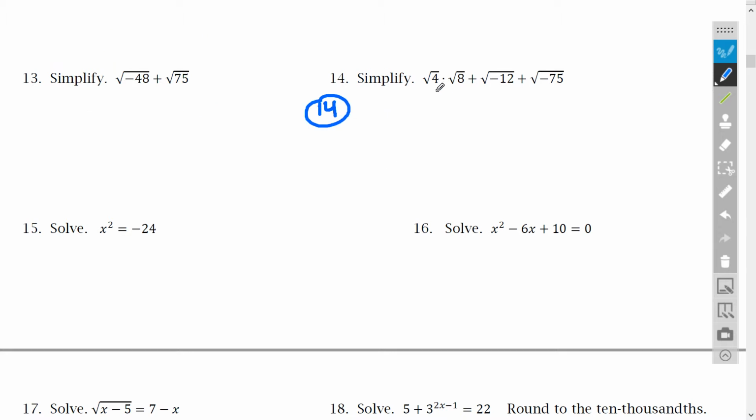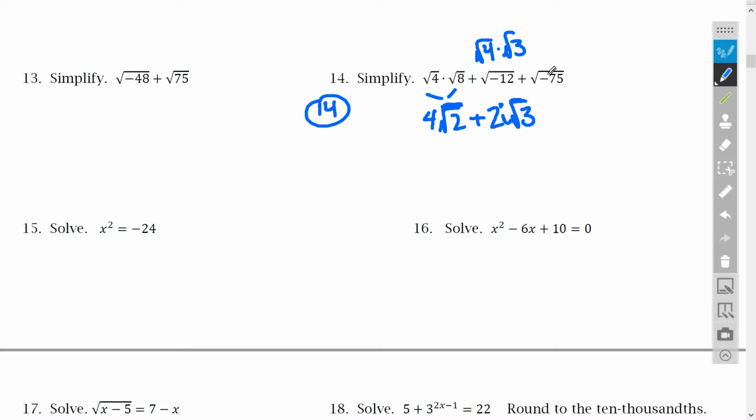Okay, so number 14, we got square root of 4 times square root of 8. Well, we can already simplify that, because this is square root of 4 times square root of 4 times square root of 2. Square root of 4, square root of 4, that's 2 times 2. So this part just simplifies to 4 times square root of 2. And then plus, we need to simplify the square root of negative 12, so that's going to be imaginary, remember, and that's the square root of 4 times square root of 3, so that's going to be 2i square root of 3.